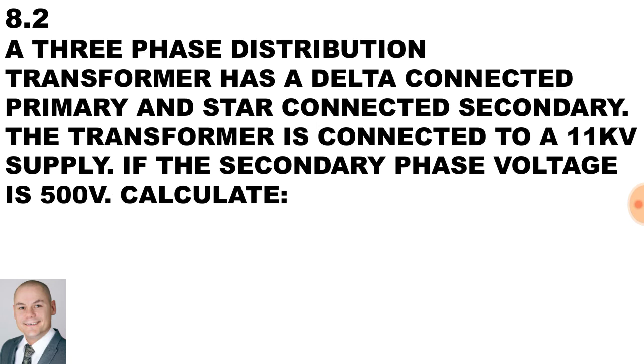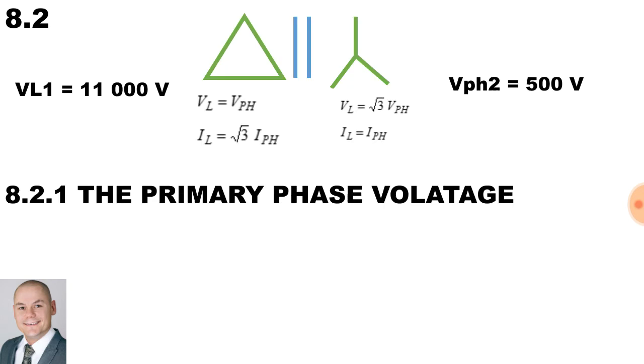8.2. A three-phase distribution transformer has a delta connected primary and a star connected secondary. The transformer is connected to an 11 kilovolt supply. If the secondary phase voltage is 500 volts, calculate the following. Now, before we worry about the questions, we must first draw our symbols, write down the formulas and the information given. Now, we'll notice that delta on the primary, star on the secondary.